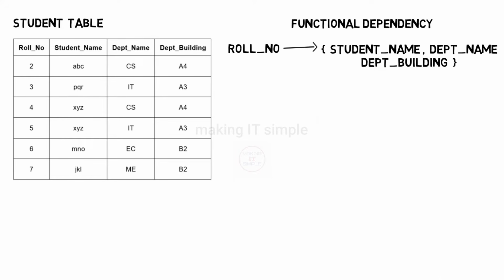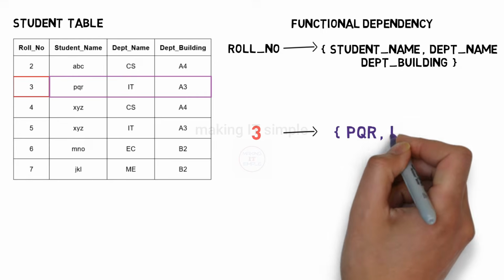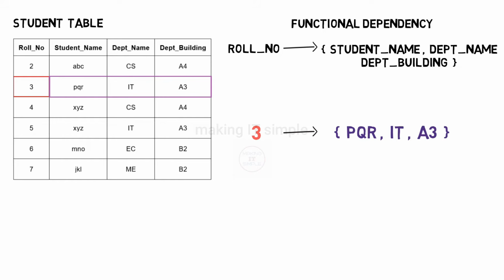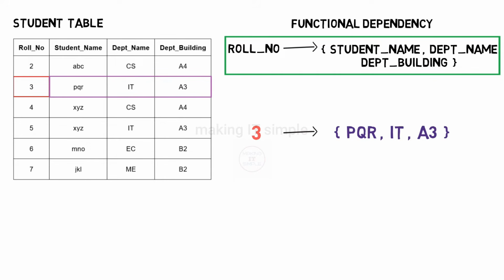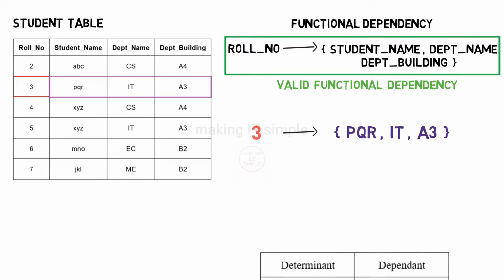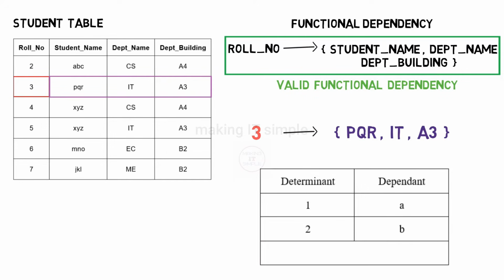So as roll number is considered a unique value for each student, definitely by using roll number, we can search or identify student name, department name, and department building. For example, if we have roll number 3, we can uniquely determine the student name, department name, and department building for roll number 3. So we can confirm that it is a valid functional dependency. So in a case where there are different determinants and corresponding different dependents, this kind of case is a valid functional dependency.